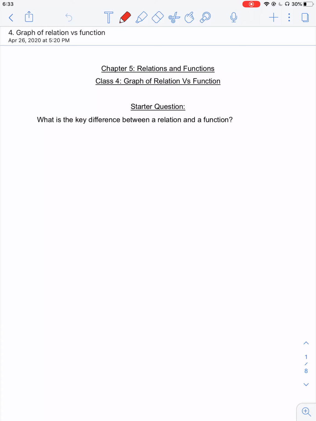So the key difference is that when you have a function, each element in your domain will be matched to exactly one element in your range. What do I mean by that? Let's go back to my classic example. Let's say this is the list of my students. Let's call this X.